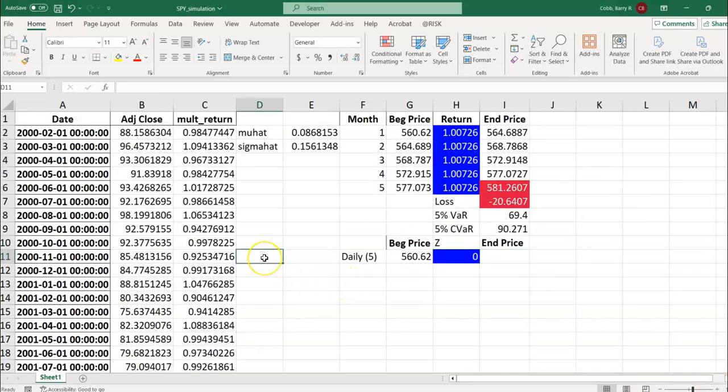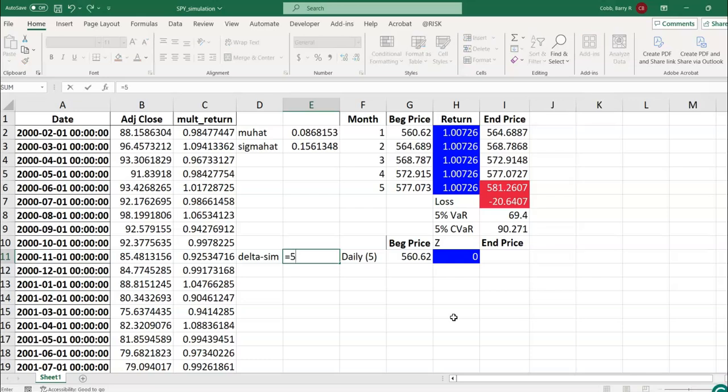Now we will use one other value, and that is the delta for the simulation. For the daily prices, the price after 5 days, it is going to be 5 divided by 252. 252 is the number of typical business days in a year, and we're going to simulate this forward for 5 days. So that's why we have 5 over 252. Now we calculate the end price.